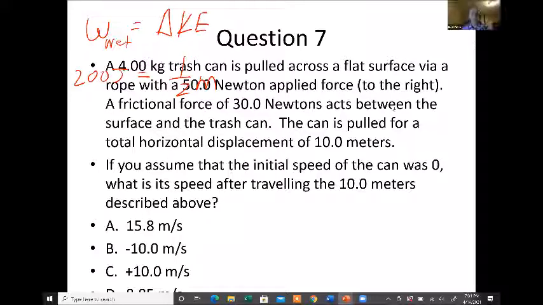That's what we're looking for, right? We're looking for the final velocity. And everybody agree that that's the final kinetic energy? We do have the mass, so let's go ahead and put in the mass. The mass was 4 kilograms.